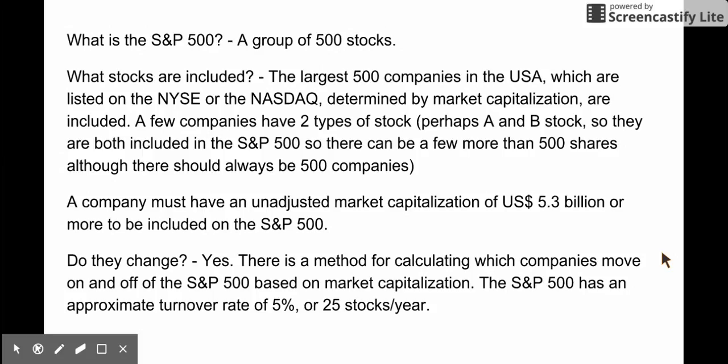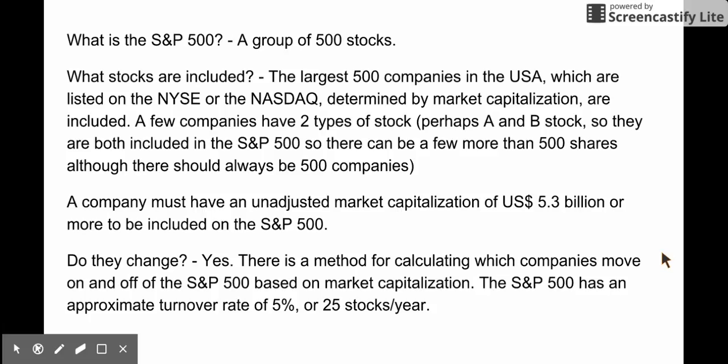And so which stocks are included? It's the 500 largest companies in the United States listed on the New York Stock Exchange or the NASDAQ, and their size is determined by their market capitalization. And there are a few companies that might have two types of stocks issued, maybe A and B stocks. So there could be maybe 505 stocks included in there, but there will only be 500 companies. One of the criteria is that a company has to be worth more than $5.3 billion to be included on the S&P 500.